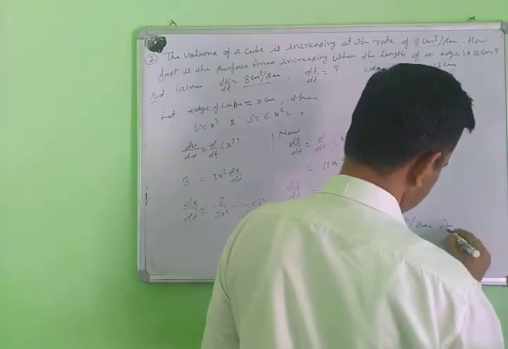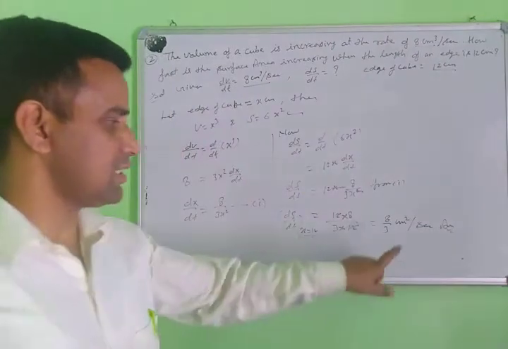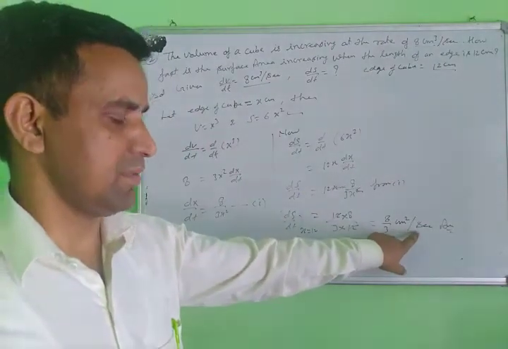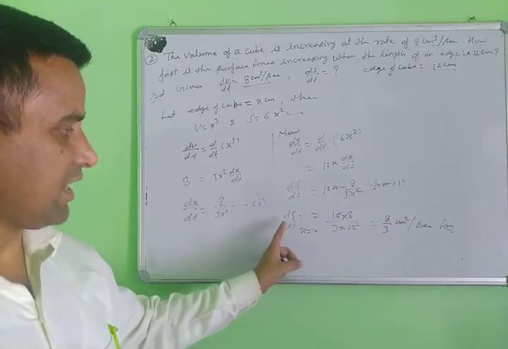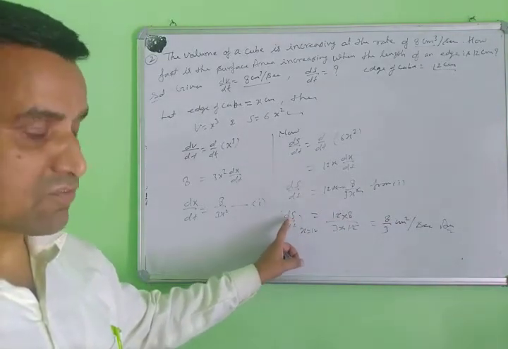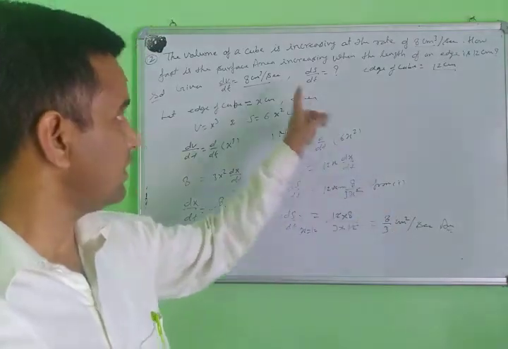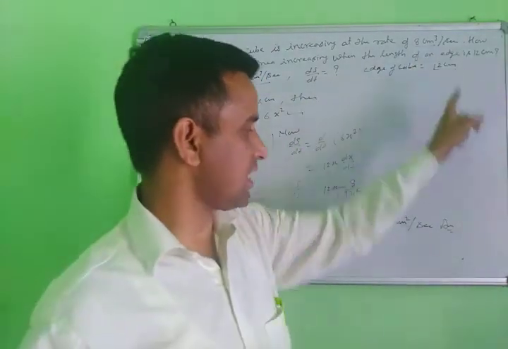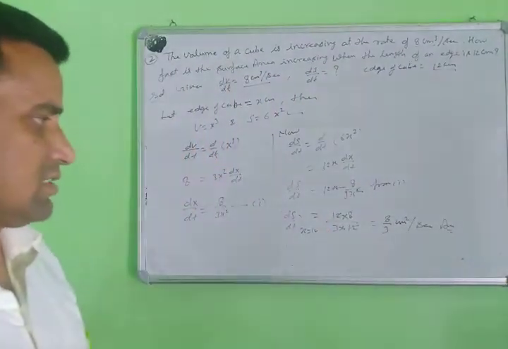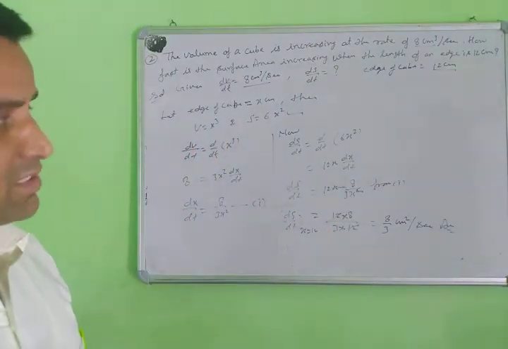Then you will write the unit in this form: centimeter square per centimeter. So this is how to write the unit here. According to what you find here, dS over dt, S means surface area, so area you write in centimeter square, and time you write in second. This is your answer.